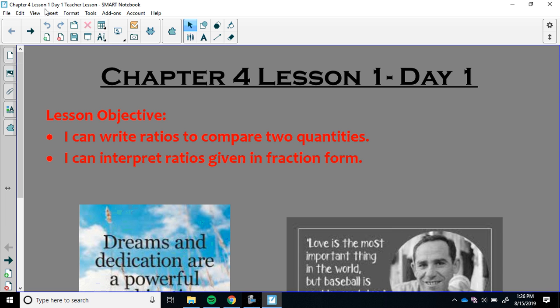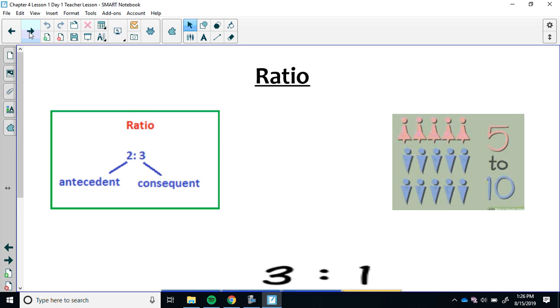Good evening, class. Today we're going to work on Chapter 4, Lesson 1, and we're going to break it into 2 days again, so here's day 1. Our objectives today are: I can write ratios to compare two quantities, and I can interpret ratios given in fraction form. So let's get started.